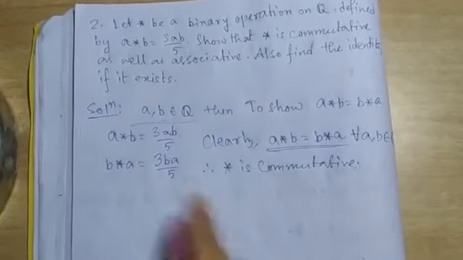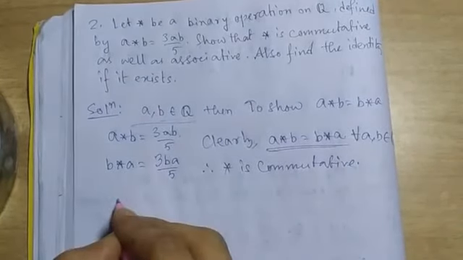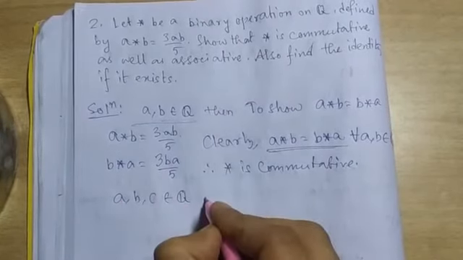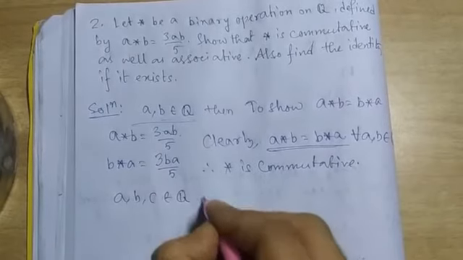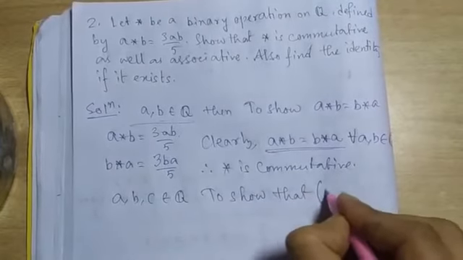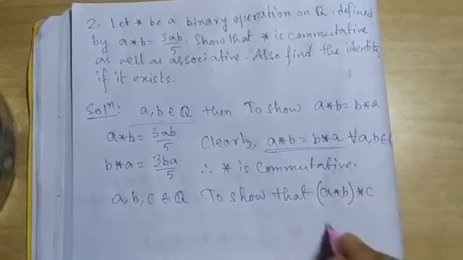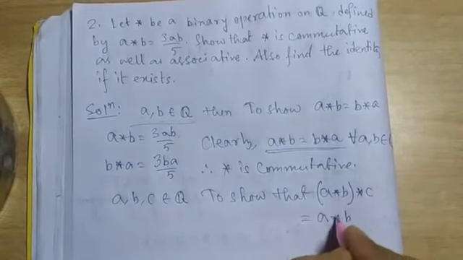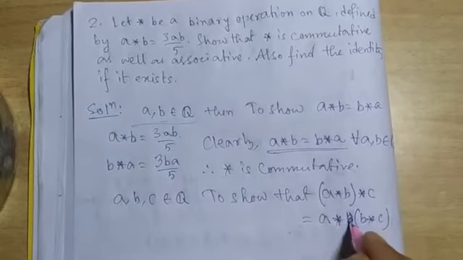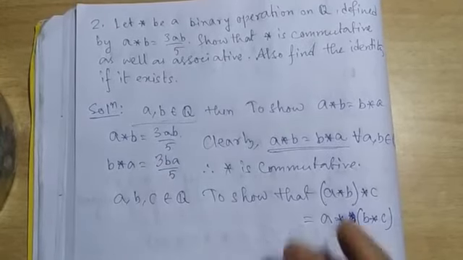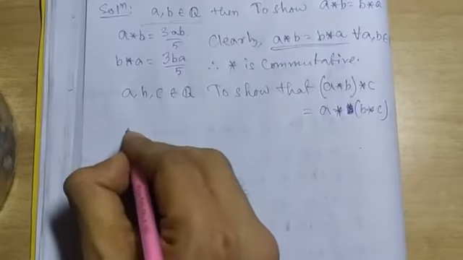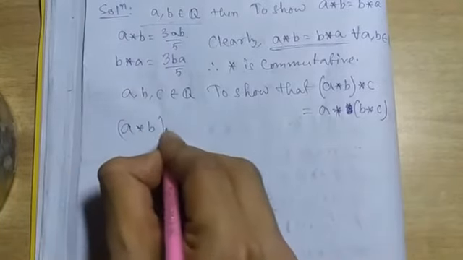Similarly, for associativity we need three elements. We will take a, b, c from the set Q, and the condition is to show that (a star b) star c will be equal to a star (b star c). First we will calculate the left side, then the right side, then show that they are equal. So (a star b) star c.